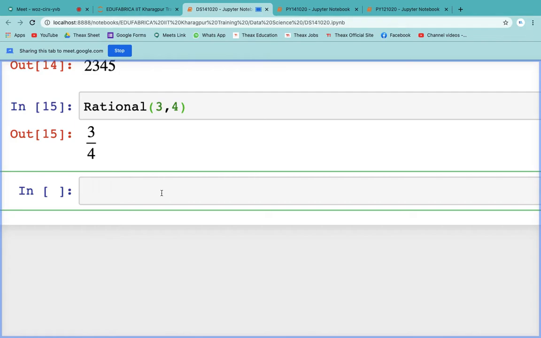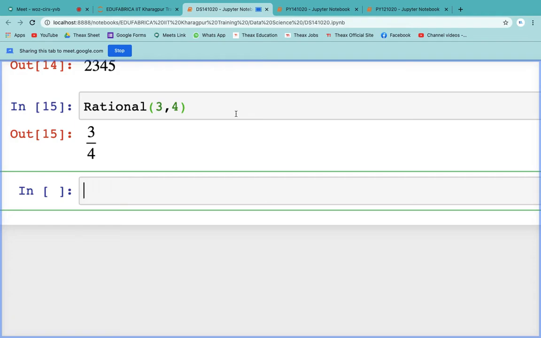Okay. Alright. So here, can we write something in the form of P by Q? This is equal to P, or this is equal to Q. Can we do that? Rational of this has been given. So what is P and what is Q here? Easy, right? P is 3, Q is 4.